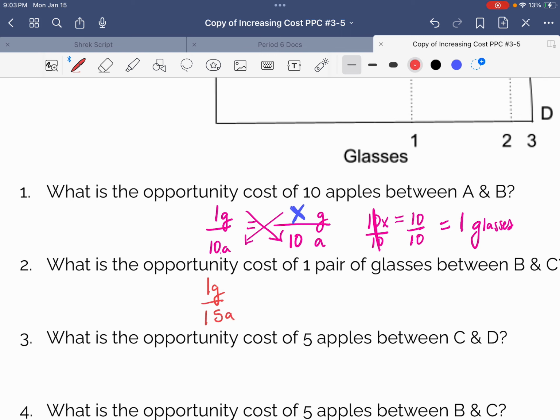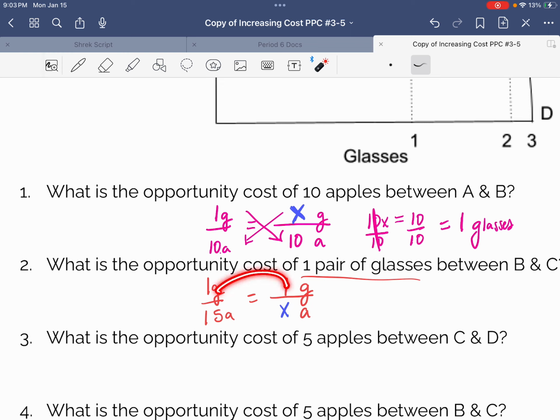And that's different than the first one because the first one was between A and B. Now we're between B and C. I set it equal to an empty fraction with glasses on top, apples on the bottom. I fill in what I know from the problem. 1 pair of glasses. And don't pay attention to the pair of stuff. Just go with what's on the graph. 1 glasses. I fill in x for what I do not know, because I don't know how many apples I'm giving up in that scenario. So, again, we have a second example where if you're really savvy with ratios, you should probably see that you don't actually have to do anything to solve this one.